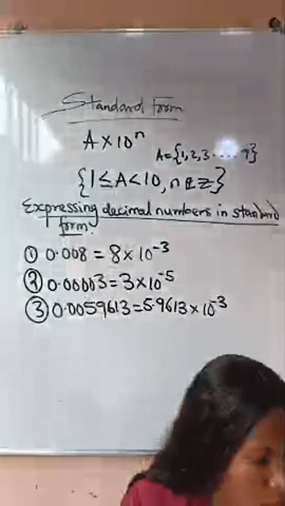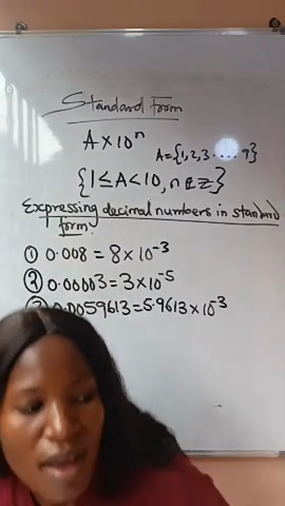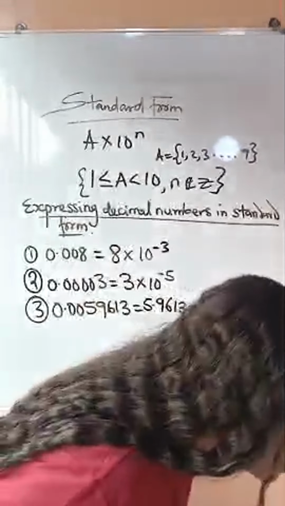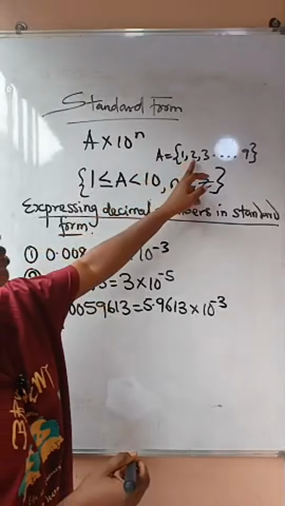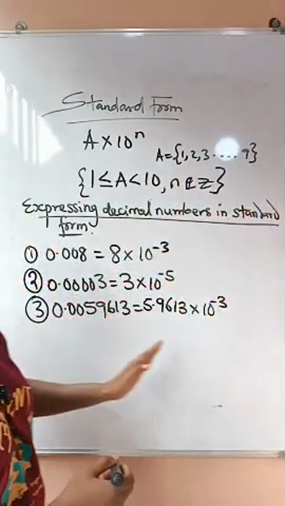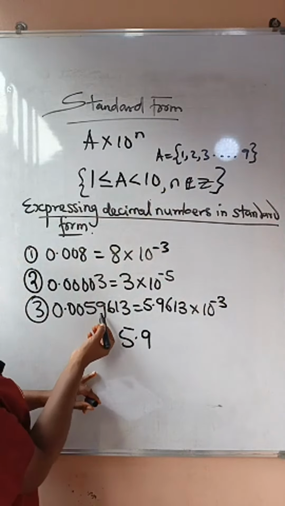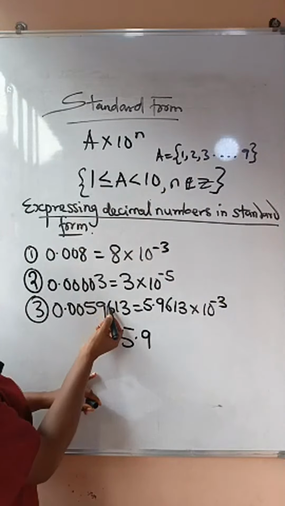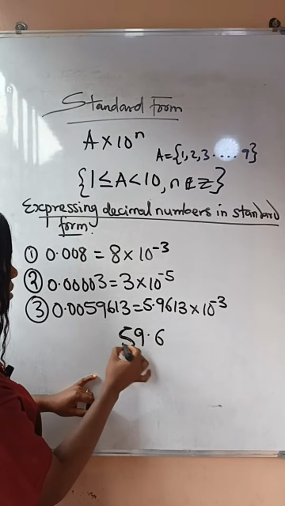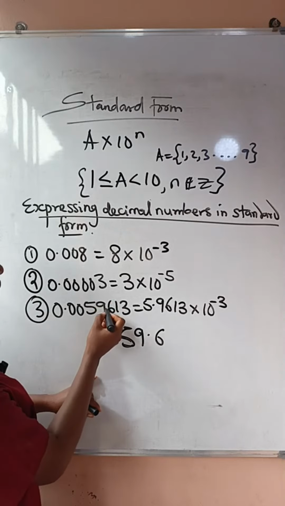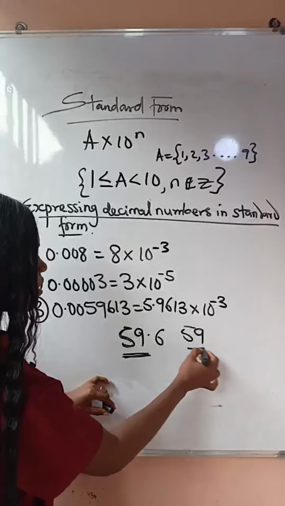Someone said, you must put the decimal point between 5 and 9. Exactly, my dear. This is the reason, Amy. Remember that we said our A could be 1, 2, 3 to 9. Now let me show you why it must be 5.9. If we take this decimal point to this point, it will be 59.6. If we leave here and put it the other side, it will be 59.6. And 59 cannot serve as our A.